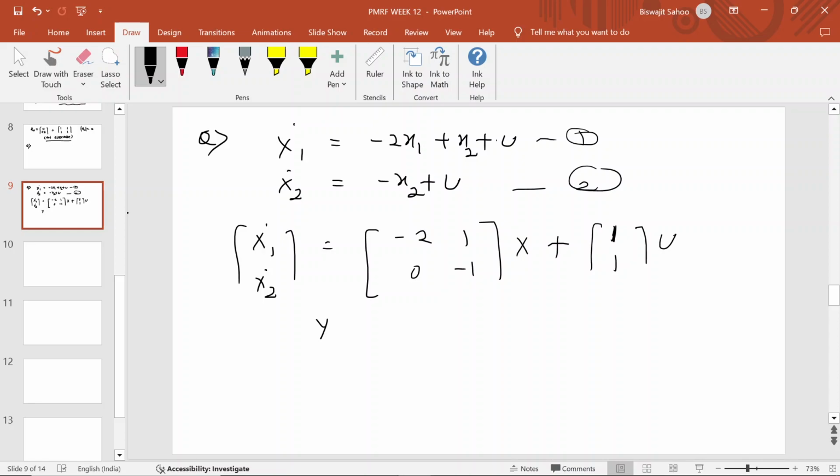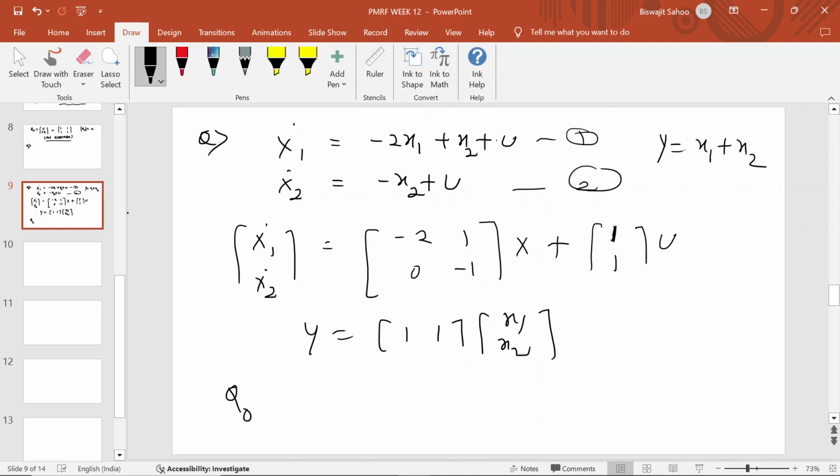Y is also given in the question. Y is nothing but x1 plus x2. If y is x1 plus x2, then the C matrix will be [1, 1] multiplying [x1, x2]. This is the C matrix. Now find out the controllability and observability of the system.